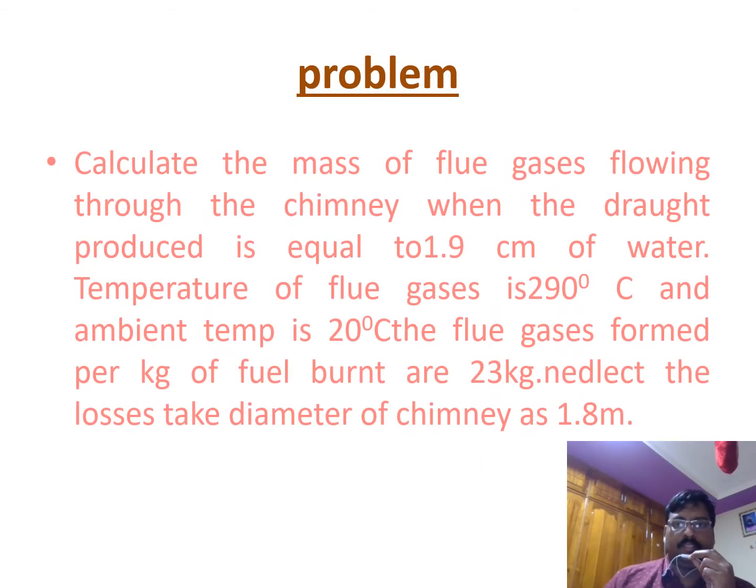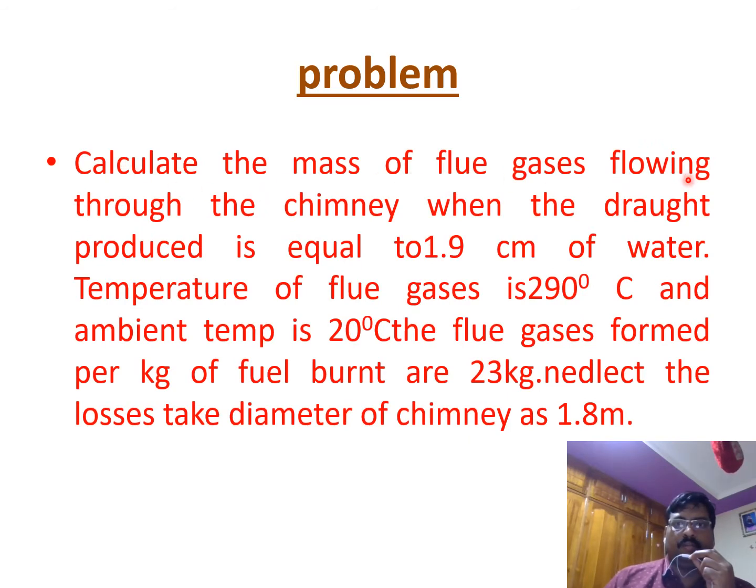The given problem is: calculate the mass of flue gases flowing through the chimney when the draught produced is equal to 1.9 centimeters of water, the temperature of flue gases is 290 degrees centigrade and the ambient temperature is 20 degrees centigrade. The flue gases formed per kg of fuel burnt are 23 kgs. Neglect the losses occurred. Take the diameter of chimney as 1.8 meters. So this is the given data. We have to determine the discharge height of the flue gases.